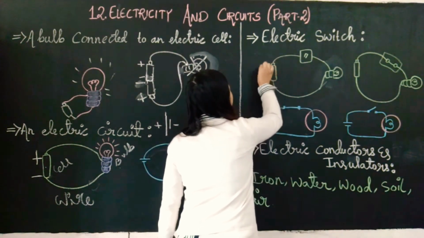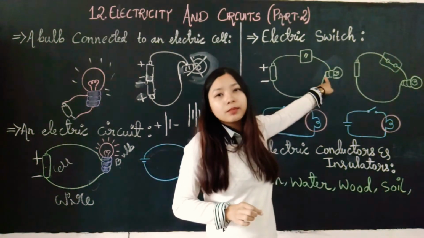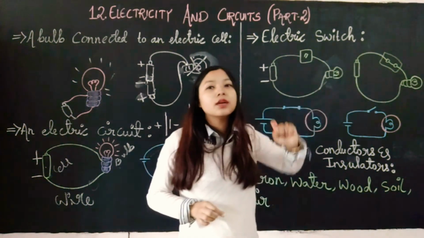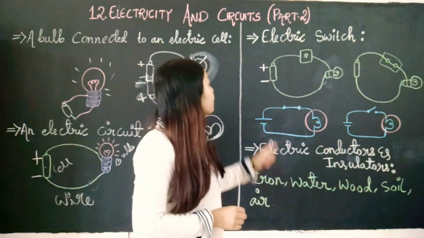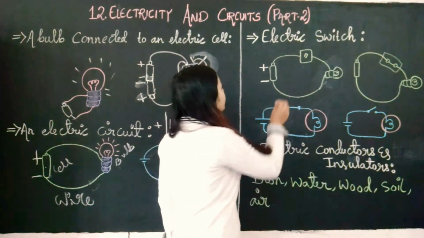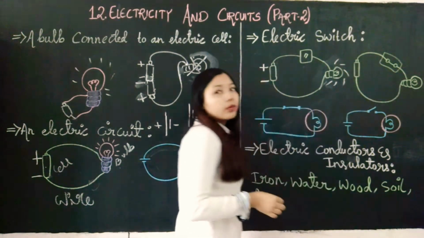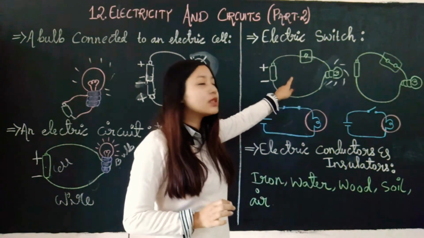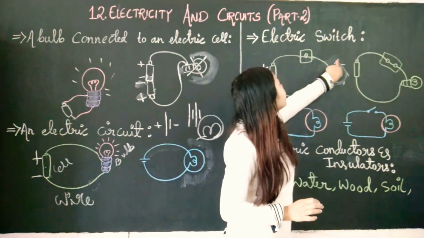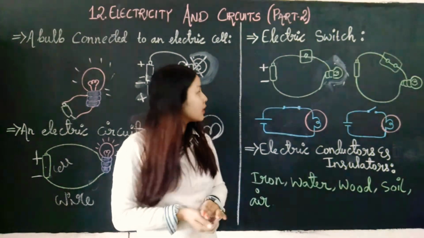an electric cell, positive side and negative side. One end is connected to one end of the bulb, another end is connected to electric switch, then it is connected to the bulb. Now you see children, if we switch this electric switch on, the electricity will run here and the bulb will glow. If we don't want the light now, we will switch it off and the electric flow will stop and the bulb will stop. So the simple electric switch can help us in such a way.